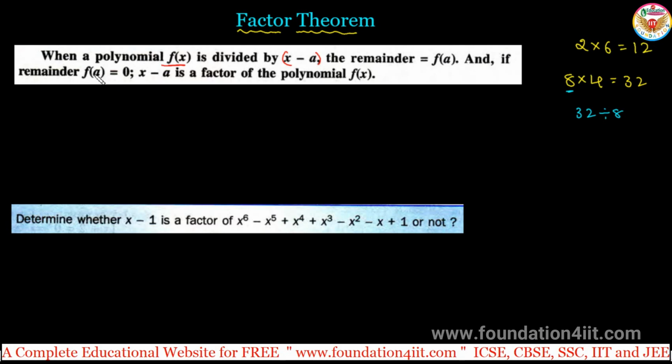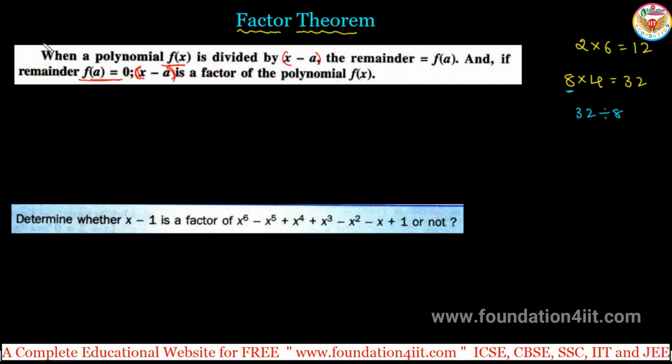And if the remainder is 0, in case f of a is equal to 0, then x minus a is a factor of the polynomial. The remainder is 0, so that factor, this expression, is a factor of the polynomial. So the same thing we'll use. We are applying the remainder theorem: if the remainder is 0, then x minus a is a factor of the polynomial.